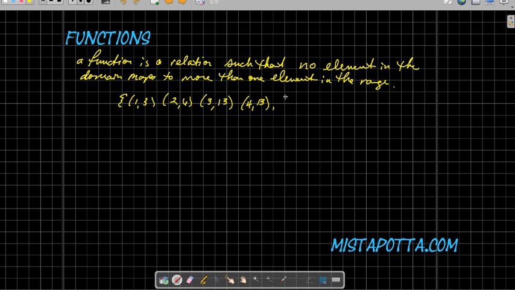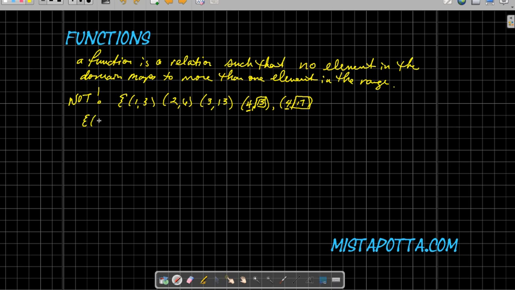The problem is when I came up with this 4, 17, this is actually a problem because I've got one element in my domain that maps to more than one element in my range. In other words, if my independent variable repeats, then my dependent variable has to be the same. It can't be different. So this is not a relationship. But here's an example of a function.